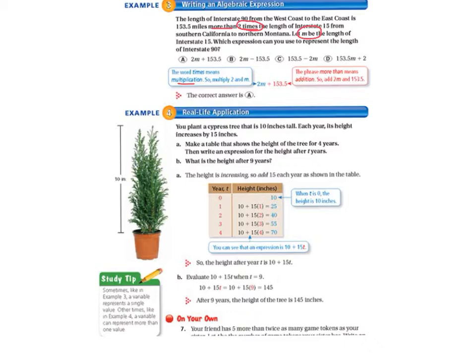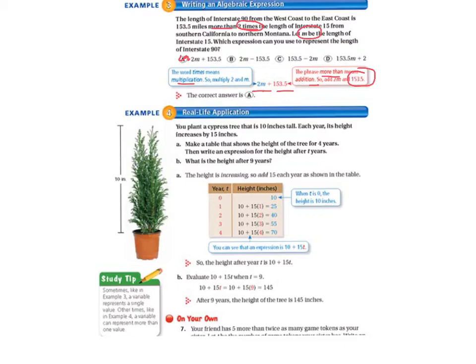So remember, m is the length of Interstate 15, and then it's 153.5 miles more than 2 times. So more than is plus. So the phrase more than means addition. So we add 2m and 153.5. So 2m plus 153.5. So the correct answer is A.